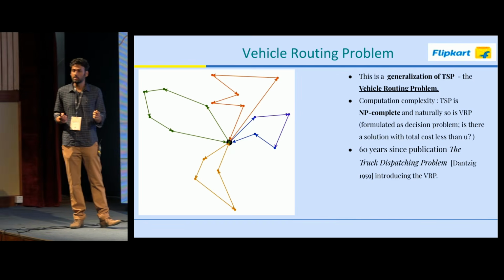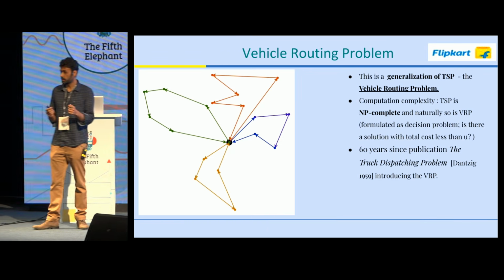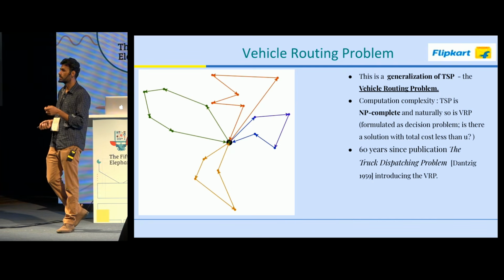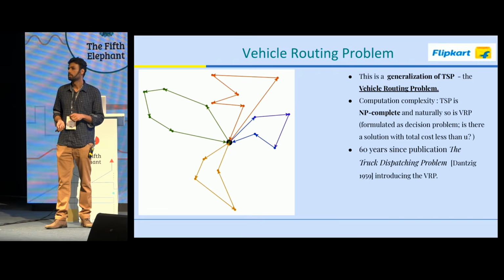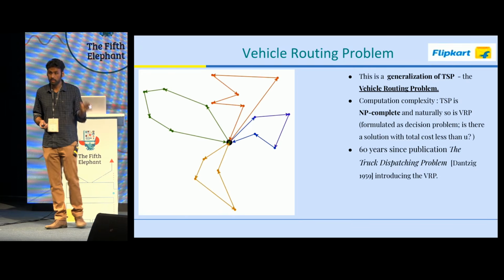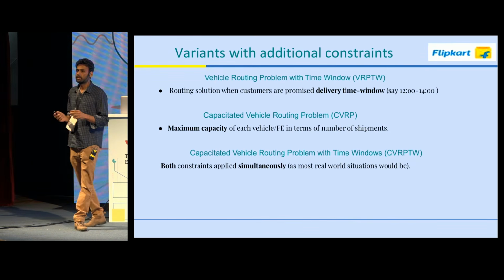So even though this is a difficult problem, there's been plenty of work done. In fact, it's been exactly 60 years since George Dantzig published the classic The Truck Dispatching Problem, 1959, in which he introduced the VRP. Great. So let's talk about some variants of it.